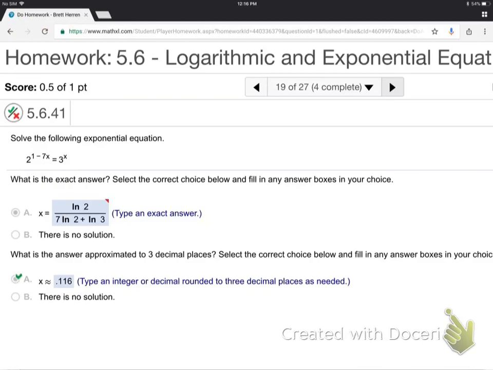What is it? 2 to the 1 minus 7x equals 3 to the x. Is that right? Yeah. Okay, so there it is. There's number 19. Let's solve that. So we see x in the power. What's going to bring it out of the power? ln of both sides. So that's our first step.